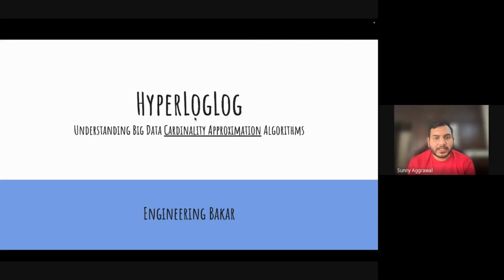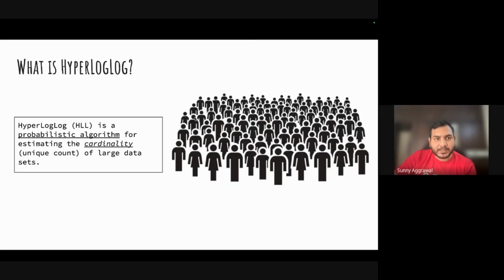Today, me, Baljit and Vivek will discuss HyperLogLog. So HyperLogLog is used to solve big data approximation problems. So let's understand what HyperLogLog is. HyperLogLog is a probabilistic algorithm and it is used for estimating the cardinality of a large data set.